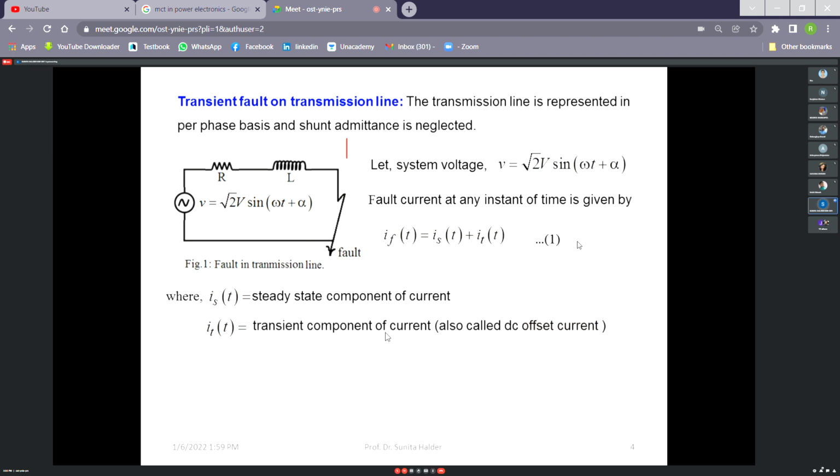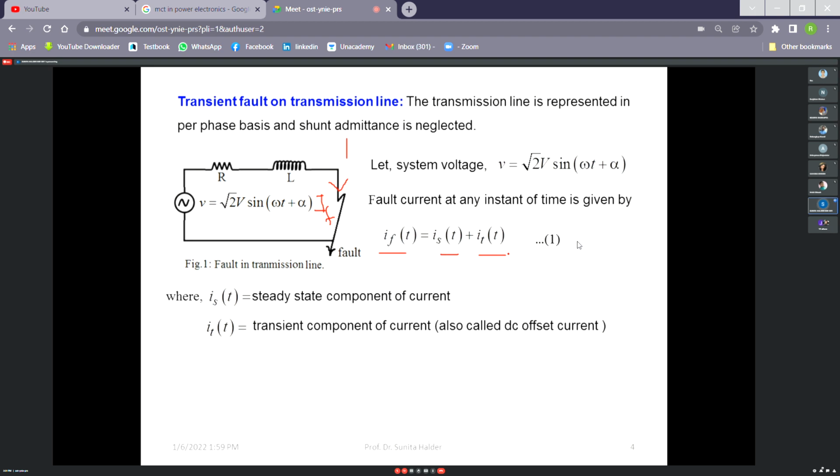So there is a sudden change. That's why this is the fault current. So what is the fault current? Fault current is the current in the faulted path. This is the fault current. I have written capital I F, that means it is an RMS value. If we write small i F, then it is an instantaneous value. So the instantaneous value will have some steady state value and some transient value.